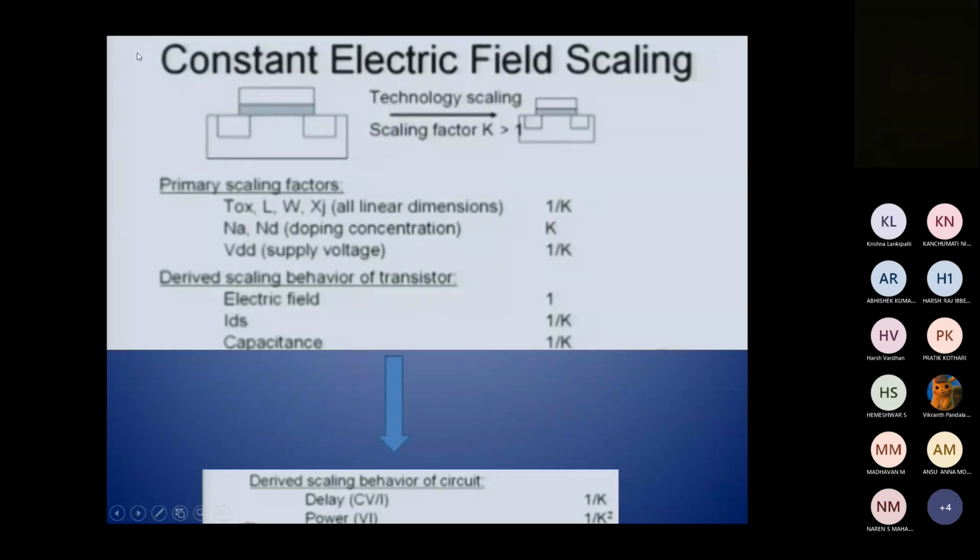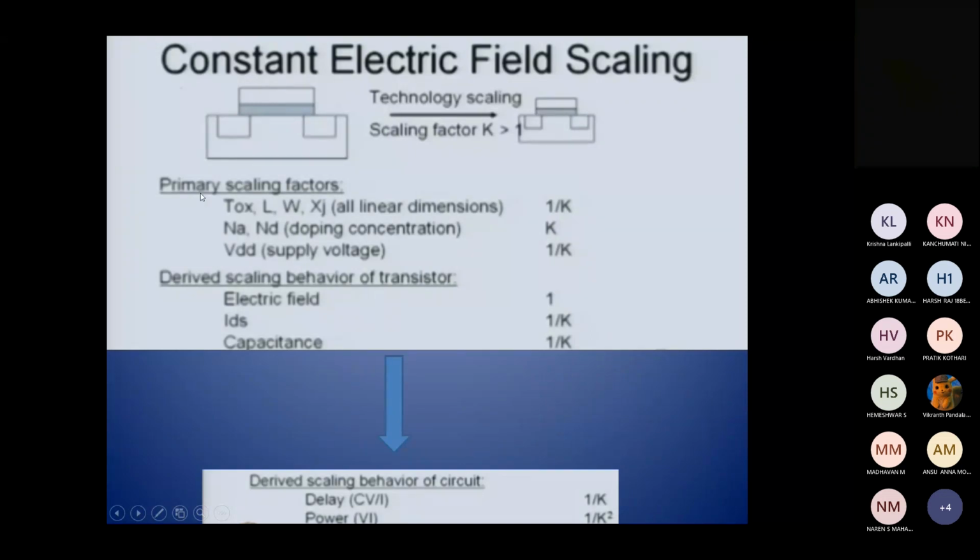Similarly, if Nd is the donor atom concentration, then in the miniaturized version of this MOS device it has to be multiplied by k, k times this Nd. So it will be the smaller dimension for this miniaturized version of the MOS device, and it is multiplied by k.